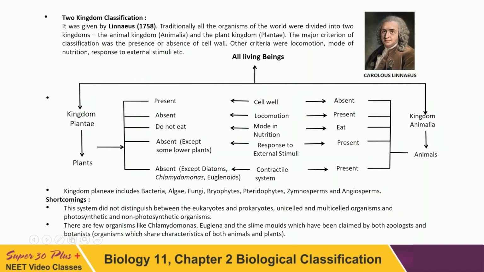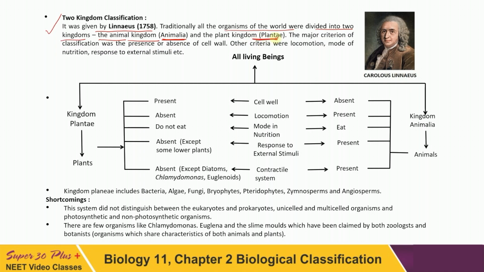Come to the next now. 2 kingdom classification. Very, very important, interesting one. 2 kingdoms classification was given by Linnaeus, who was known as father of taxonomy also. He divided all organisms into 2 groups. Even layman knows that the organism can be divided into 2 groups, that is the animals and the plants. So similarly, the animal kingdom, that is Animalia, and the plant kingdom, that is Plantae.